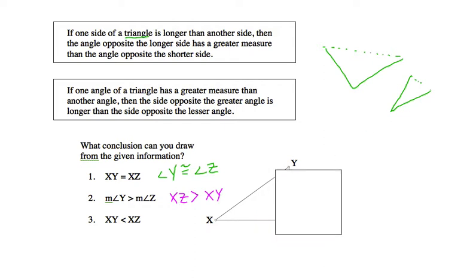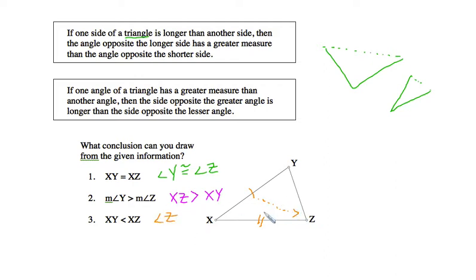So let's look at another one that gives me sides. In number 3, it says that XY is smaller or shorter in length than XZ. So again, it's always about the opposite angle of the opposite side. The angle opposite of XY is angle Z.